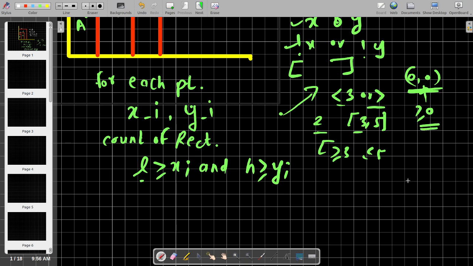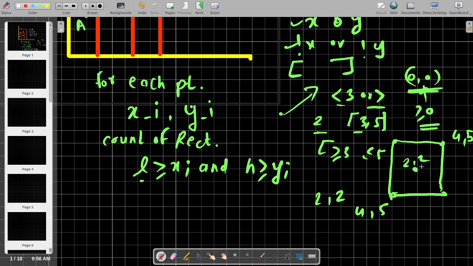So to lie inside the rectangle, it should lie between the x coordinates and the y coordinates like this. So we could check if the point 2, 2 lies in the rectangle with corner 4, 5. Here 2, 2 lies in 4, 5 because 2 is less than or equal to 4 and 2 is less than or equal to 5. Anyway, this is the basic stuff, let's get to the main stuff.